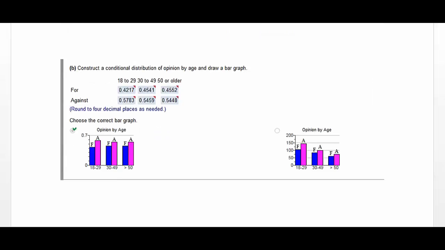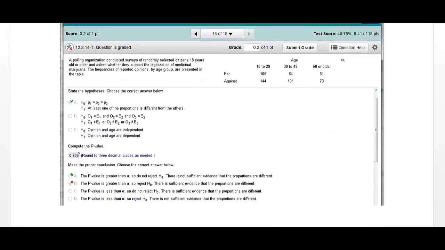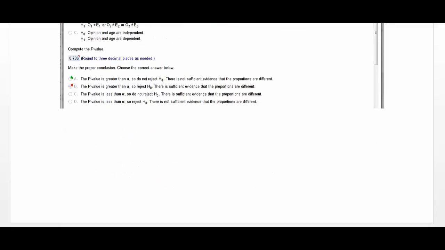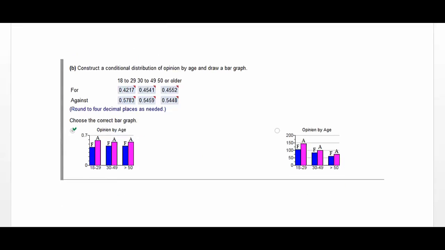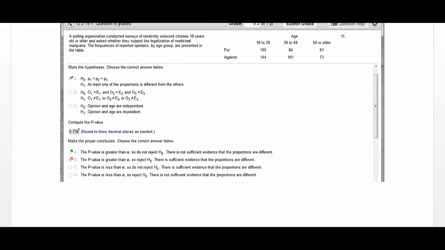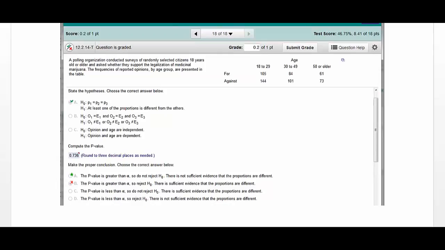Okay, then on this one it says construct a conditional distribution of opinion by age and draw. Okay, so I go up to our chart again. So they're saying organize this based on age. So I need to add up each of the categories, again by age. Okay, so I want to go figure out how many total are in each column for this one again. So in age.